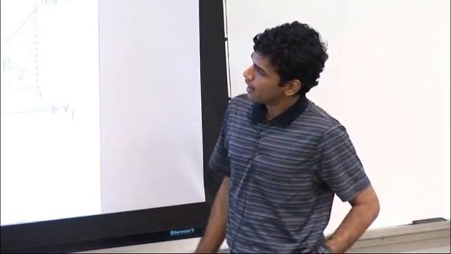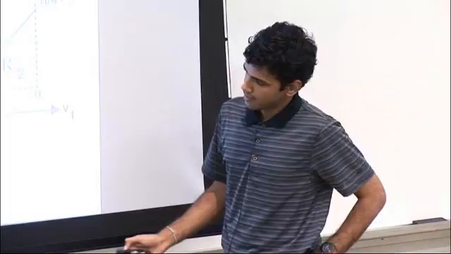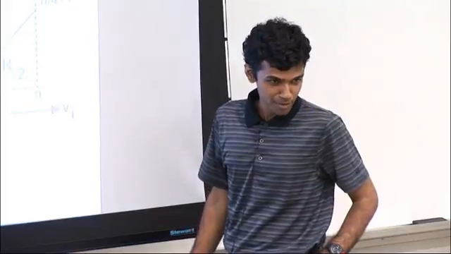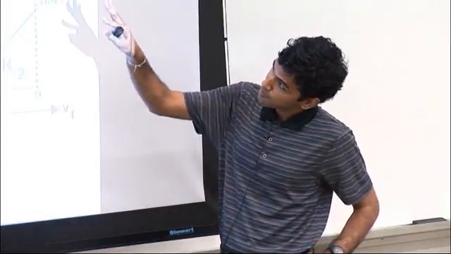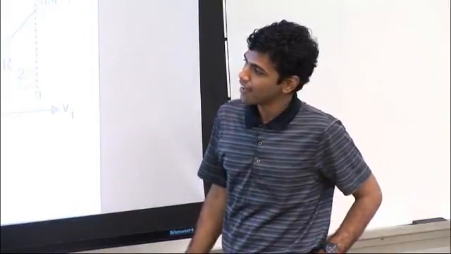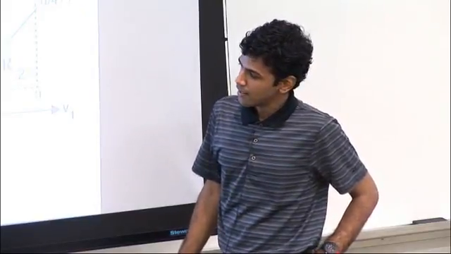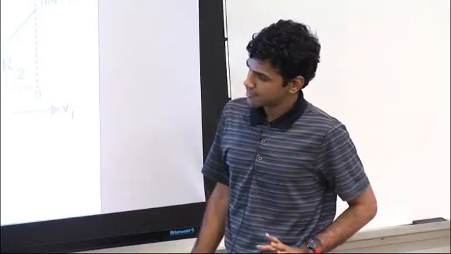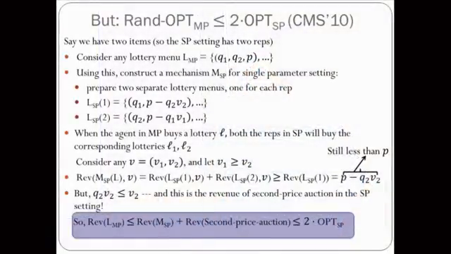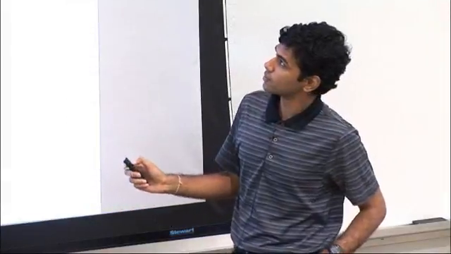Similarly for item 2, and this lottery menu gets a revenue of 2.277, which is more than 2. Okay, so there is a factor 1.13 gap between the optimal single parameter mechanism and the optimal randomized mechanism. But thankfully this doesn't scale more, so we are able to show that the optimal single parameter mechanism is at least half of the optimal randomized mechanism. Okay, this is joint work with Shruti Chawla and David Malik.